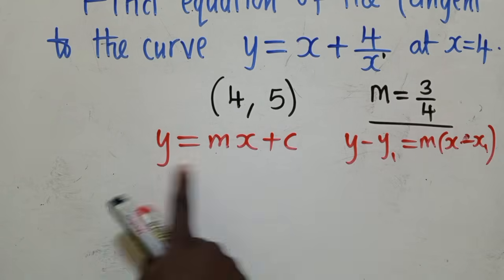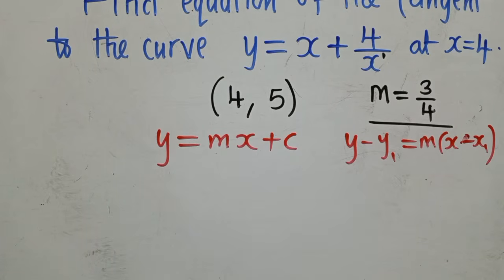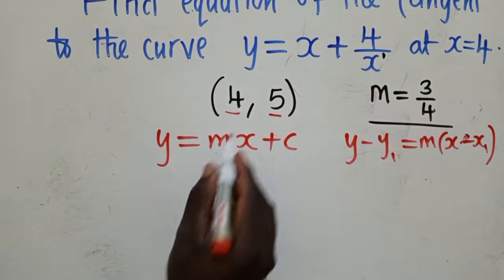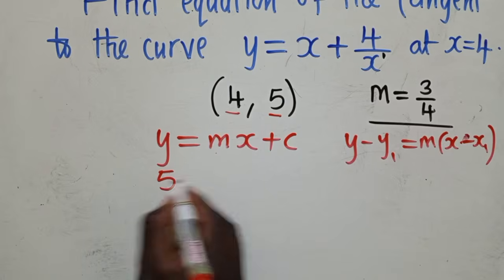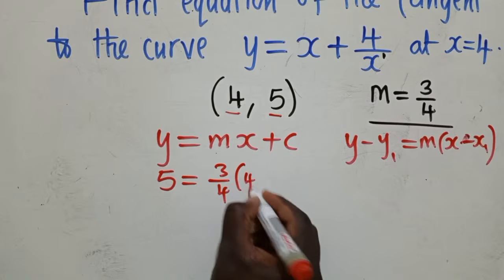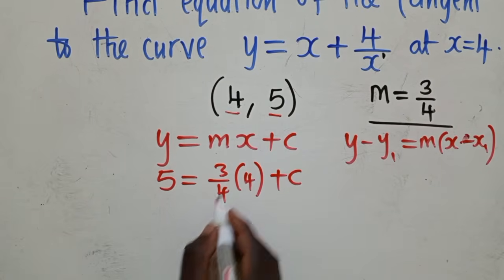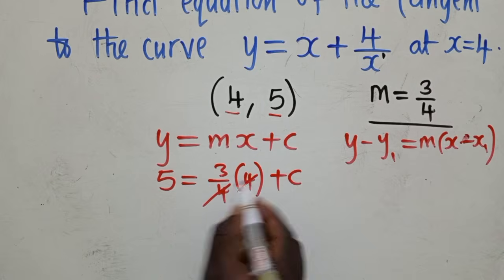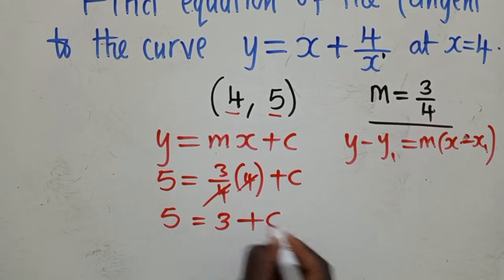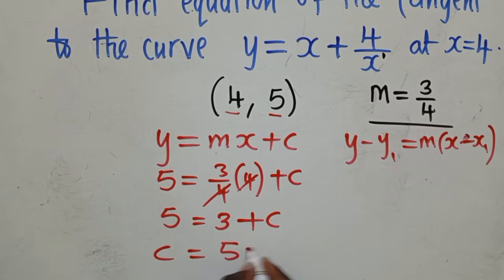Okay, let me go by the first one. Here, we know that this is our x value, y value, and the gradient. So we just substitute. Our y value is 5, the gradient is 3 over 4, and the x value is 4, plus c. This and this will give us a 1 there. So we shall have 5 is equal to 3 plus c. We group the like terms. c will be equal to 5 minus 3, which is equal to 2. So the value of c is equal to 2.